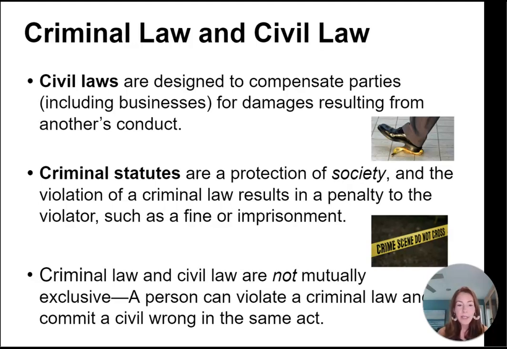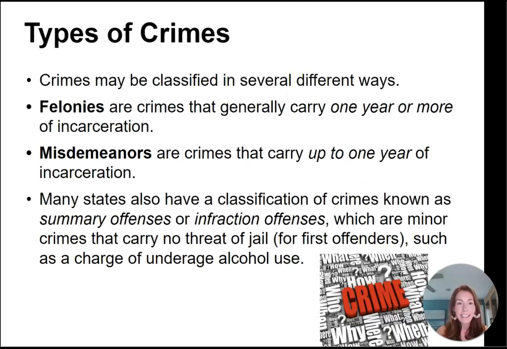They're not mutually exclusive. So that means a person can violate a criminal law and can commit a civil wrong at the same time. So let's say an individual stole personal property and damaged it in the process. Well, they could be convicted of the crime of theft, but there is also a civil law tort called conversion that they may also be responsible for. So there could be theft, robbery, let's just say that type, and then also a civil law conversion based on the same set of facts.